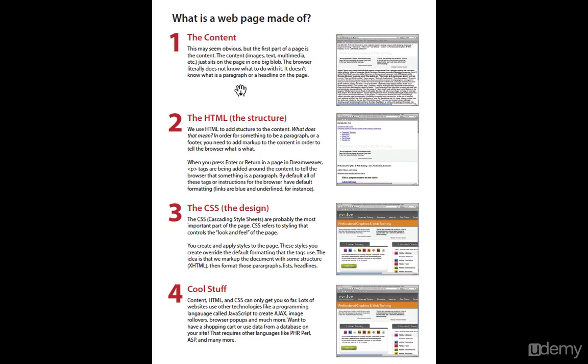So this is essentially what a web page is made of. It's an HTML document that we put content in. We then assign tags, or we mark up the content and say to the browser, hey, here's a paragraph, here's a heading. We then assign styling to it using CSS or cascading style sheets. And then if we want to go as far as adding cool stuff, we add cool stuff.